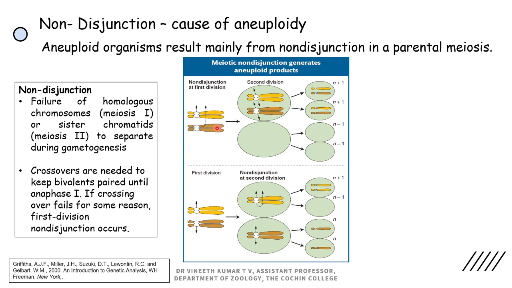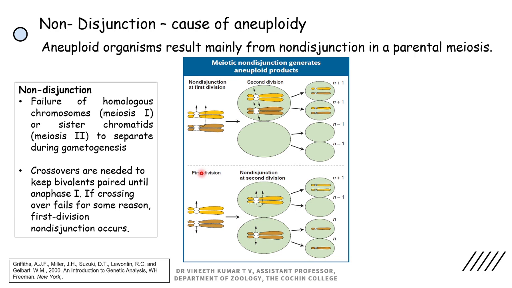They do not separate. There are several postulated reasons. One reason is the lack of formation of a proper spindle fiber at one pole, so that the chromosome is not dragged, and as a result it moves with the other one.